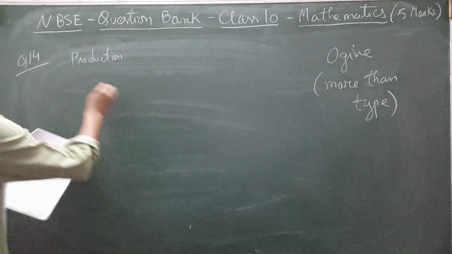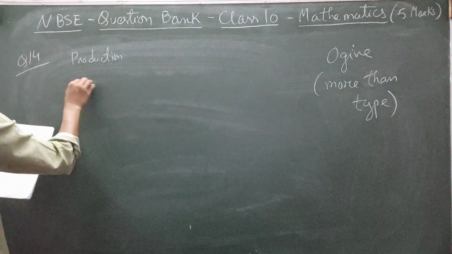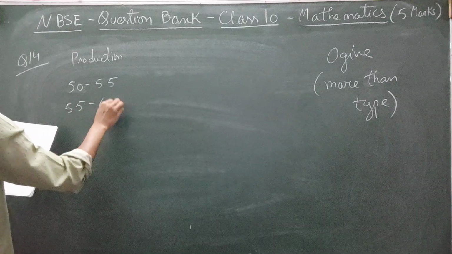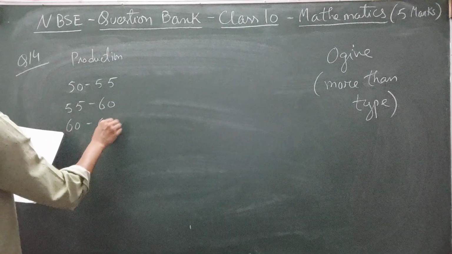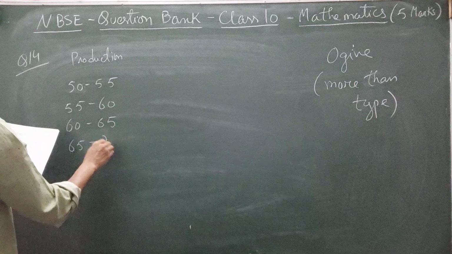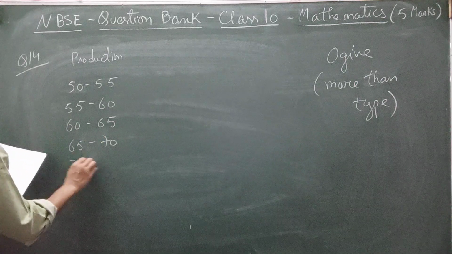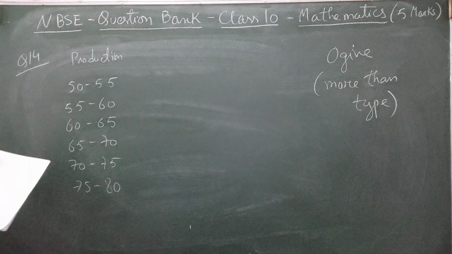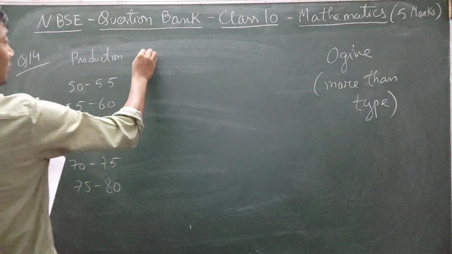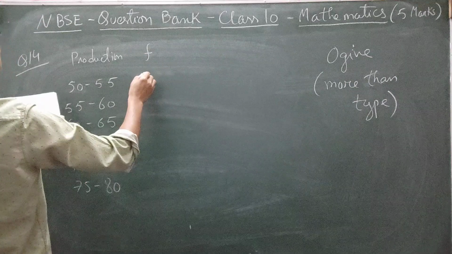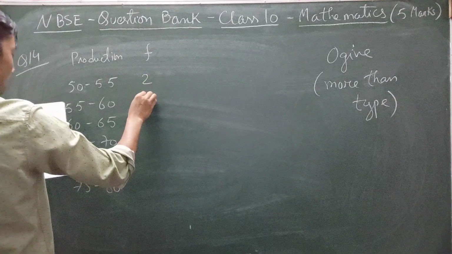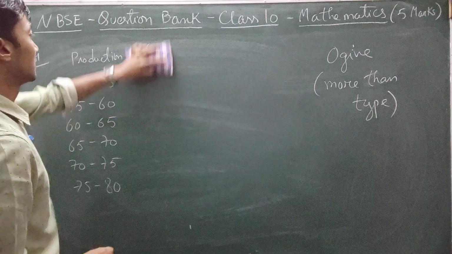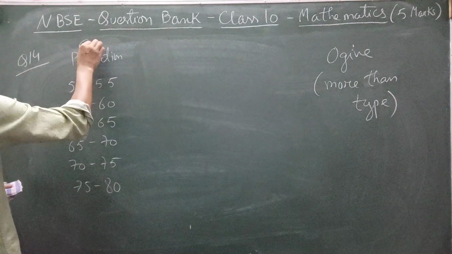So production yield, I'll just go straight to the table. 50 to 55, 55 to 60, 60 to 65, 65 to 70, 70 to 75, 75 to 80. Number of farms, so that's like the frequency. 2, 8, okay, frequency we'll do later on. So we'll have to first prepare the table. So this is something like the class interval.